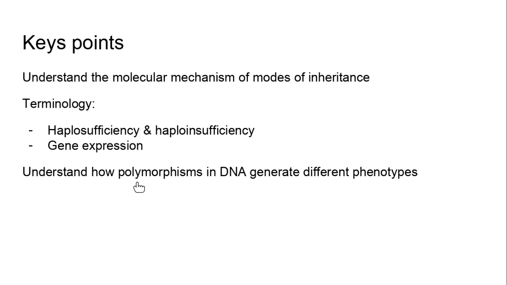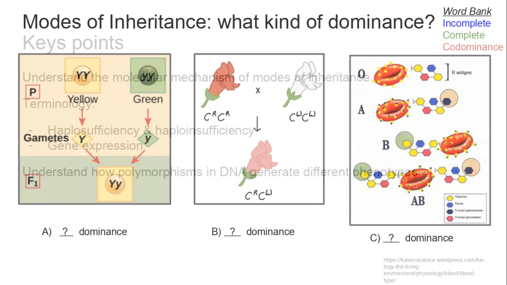And so then you'll see how polymorphisms, the differences, the various forms of DNA, generate the different phenotypes. This will be illustrated when I show you haplosufficiency and haploinsufficiency. So hopefully you're excited now to learn these answers. As I said, I love this one lecture, and maybe you love it, maybe not, but we'll see.